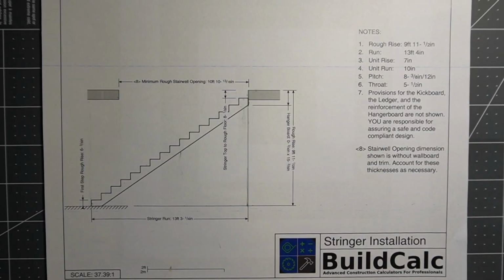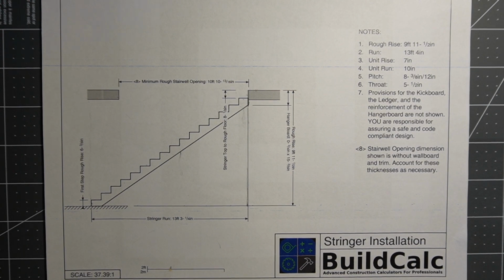So this is the first drawing that I want to go over with you. As I mentioned, this is available on Build Calc. This is right in that calculator, and I'll show you how to access that in a little bit. But just to get started, I want to show you the three primary parameters that you need to look at when you're going to build a set of steps.